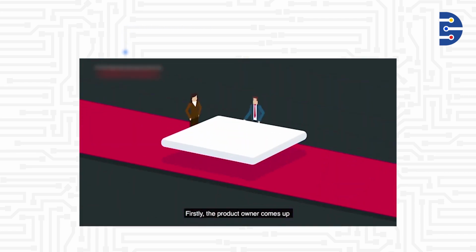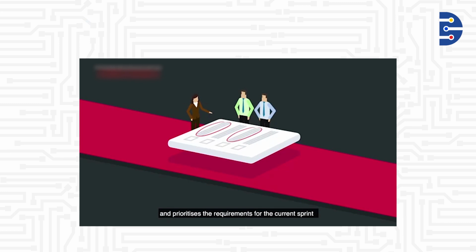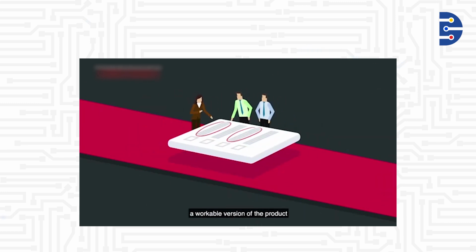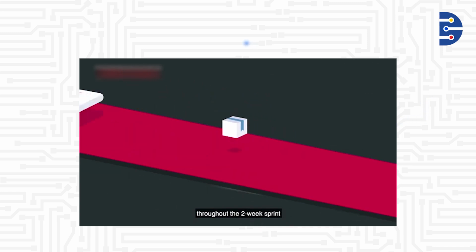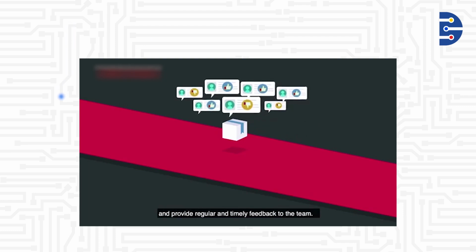Firstly, the product owner comes up with a list of requirements that the finished product should have. The Scrum Master then compiles the list and prioritizes the requirements for the current sprint. Next, the team then develops a workable version of the product based on the prioritized requirements. The work progress is further managed through the daily Scrum meetings throughout the 2-week sprint. Once there is a prototype, the users would then test the current iteration of the product and provide regular and timely feedback to the team.